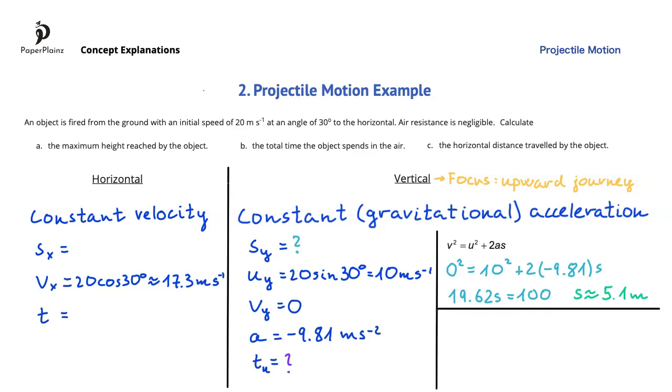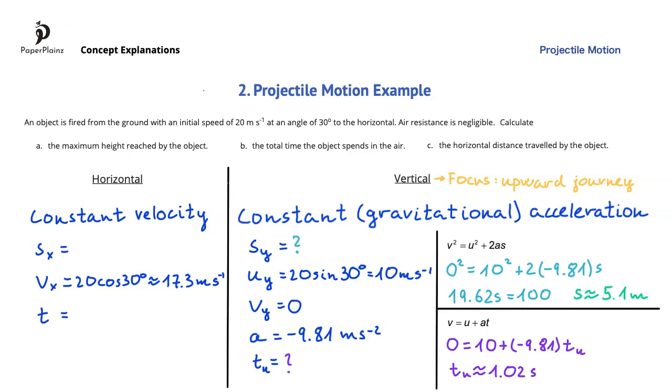Next, let's find the time it takes for the object to reach this maximum height. And since now we have s, u, v, and a, we can use any of the Suvat equations that includes t to find the time. I will use this equation. Substituting gives us 0 is equal to 10 plus negative 9.81 times tu. After rearranging and dividing, we get approximately 1.02 seconds for tu. This is the time taken by the object to reach its maximum height.